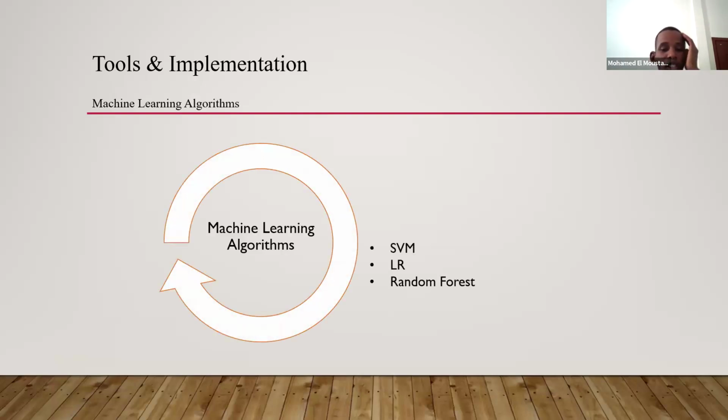Next, we use three machine learning algorithms, such as SVM. It is the support vector machine. It is a machine learning classifier used for classification problems, such as problems in natural language processing, text classification, image recognition, or other tasks in the area of NLP.